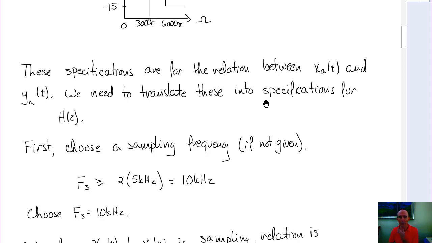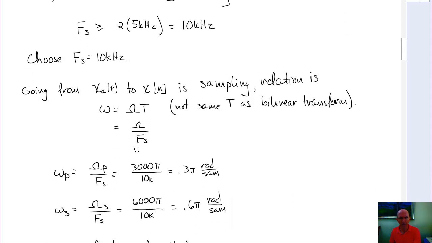First we need to translate these specifications into specifications for H(z). Now we need to choose a sampling frequency, as I said before, if it's not given. We know that the signal is band limited to 5 kilohertz. We know that if we want to avoid aliasing, the sampling frequency has to be more than twice the highest frequency in the signal. So we want at least 10 kilohertz for the sampling frequency. And we can just choose 10 kilohertz for simplicity.